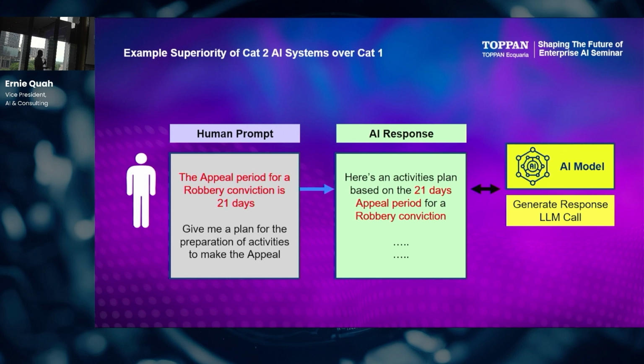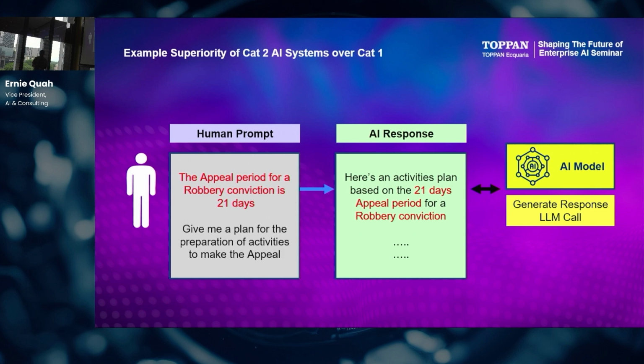Then it asks, give me a plan for the preparation of the activities. So the chatbot took the bait, all right? It says, okay, here's an activities plan for the 21 days appeal period. So it's wrong already. If you take a screenshot, it appears that the chatbot is giving a wrong answer. Because of this iffiness, they didn't roll it out. So that is one problem with Cat 1.